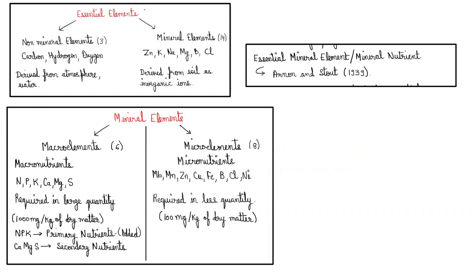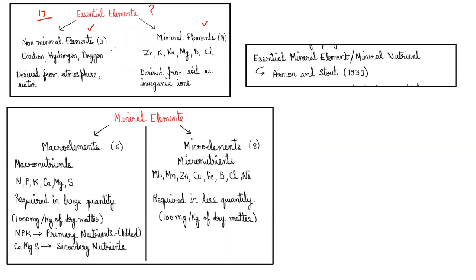Now, essential elements. What are these? What are essential elements? And what is the criteria on which the elements are classified as essential elements? Now, to tell you, there are a total of 17 essential elements. Out of these 17 essential elements, 3 are non-mineral elements and 14 are mineral elements.